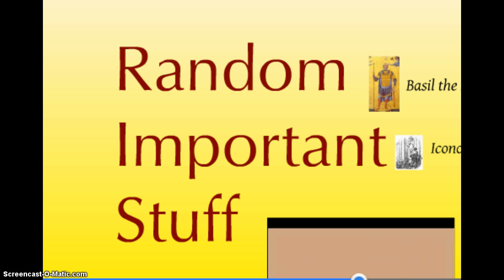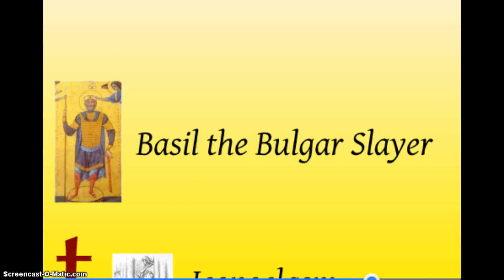Okay, random important stuff. You can just write that in the A column. These are just some random things that finish out the Byzantine Wars. This is going to be the ending part of Byzantine. And I'm going to talk about the Kievan Rus, who are the foundation for Russia, in a second. So, random important stuff. First, this guy has such an awesome name. Basil the Bulgar Slayer.